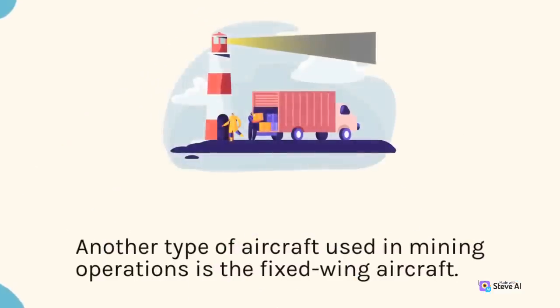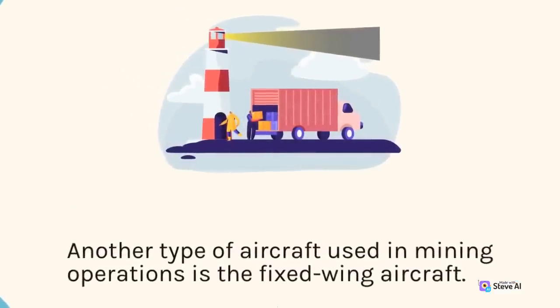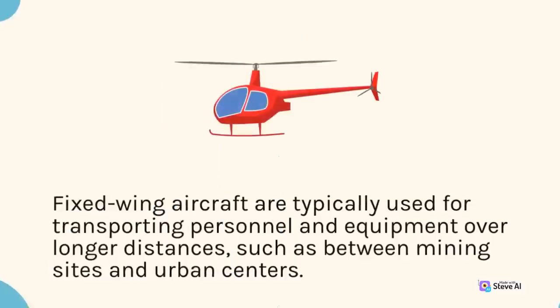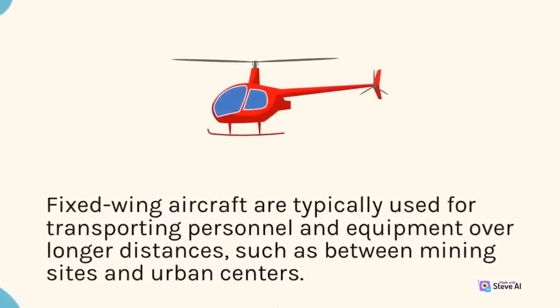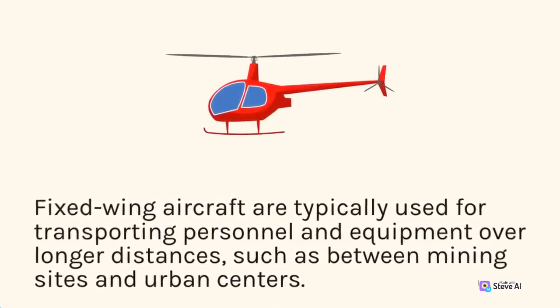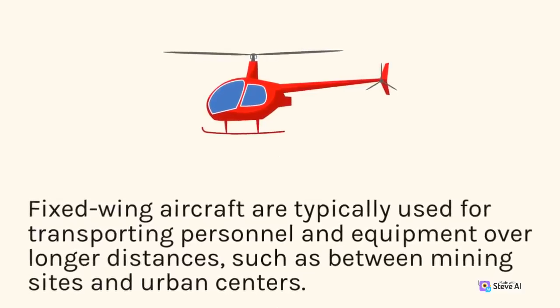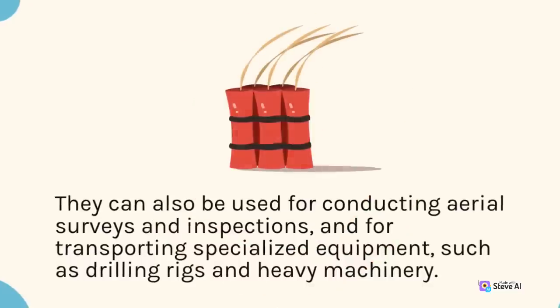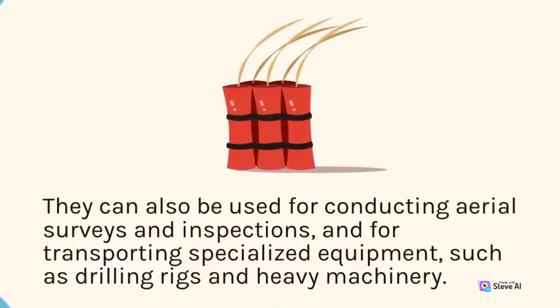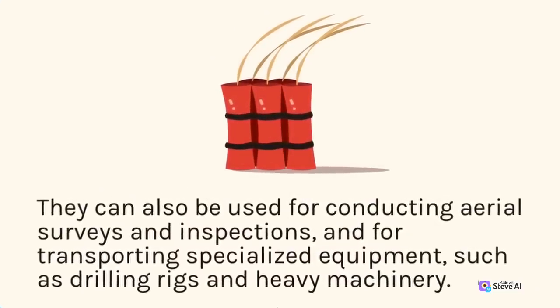Another type of aircraft used in mining operations is the fixed-wing aircraft. Fixed-wing aircraft are typically used for transporting personnel and equipment over longer distances, such as between mining sites and urban centers. They can also be used for conducting aerial surveys and inspections, and for transporting specialized equipment, such as drilling rigs and heavy machinery.